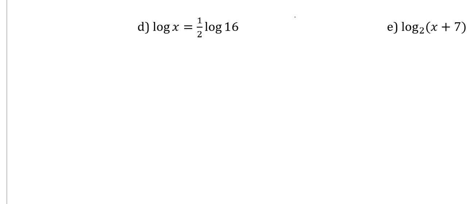Okay, so I'm going to do my restriction. X has to be greater than 0 because it's in the argument of the log. Both of these are to the same base. They're base 10.